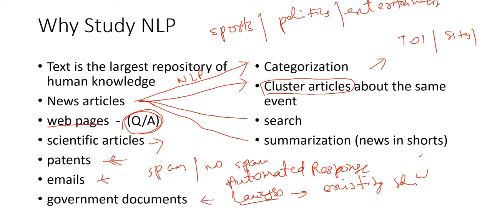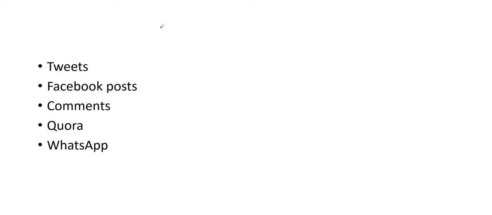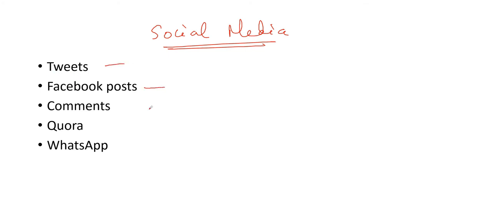But this is not all. There is more to it. A lot of other sources of textual content come through social media. From social media we have different sources of text such as tweets, Facebook posts, comments, Quora, WhatsApp, and you also have Wikipedia. Whenever you have to search for some article, Wikipedia is considered the best source of knowledge.